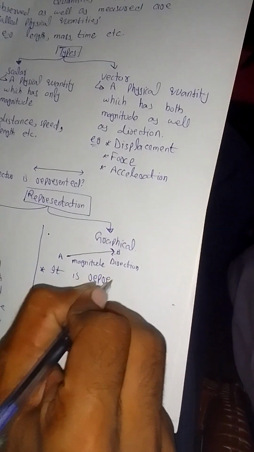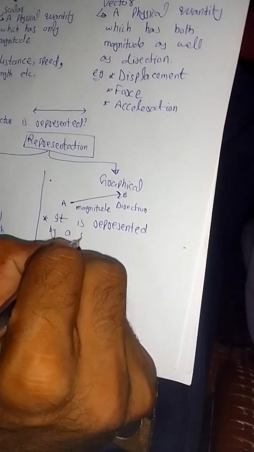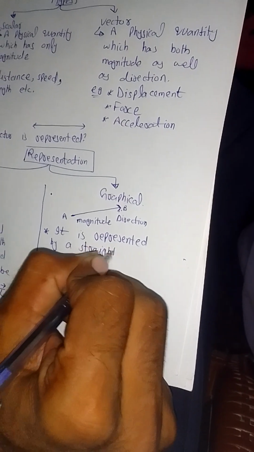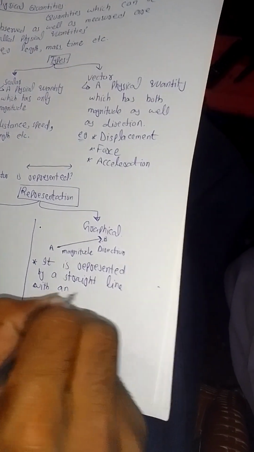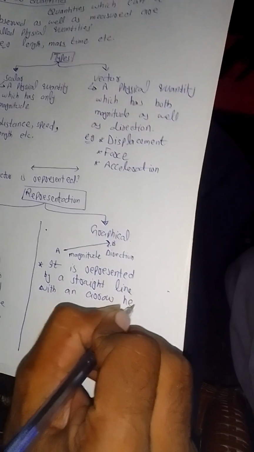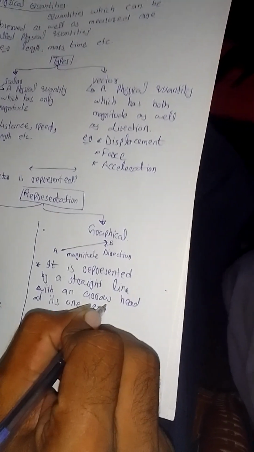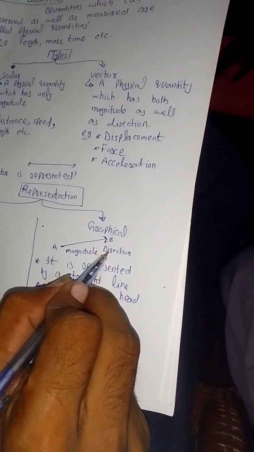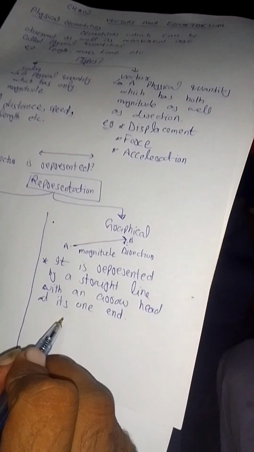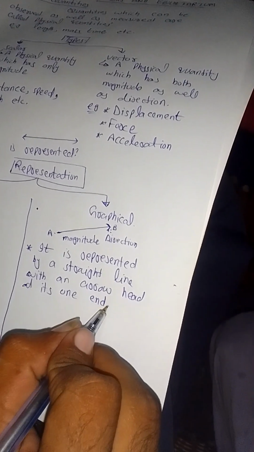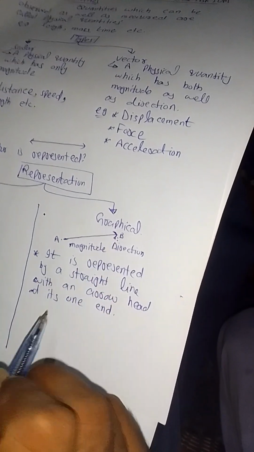It is represented by a straight line with an arrowhead at its one end. The arrowhead represents the direction of the vector, and the length of the line AB represents the magnitude of the vector.